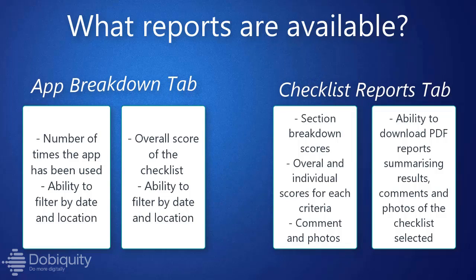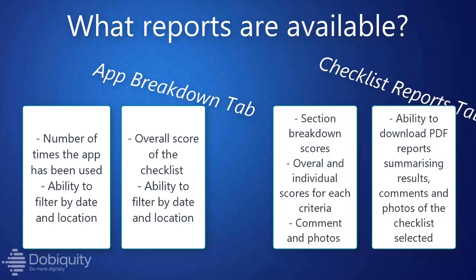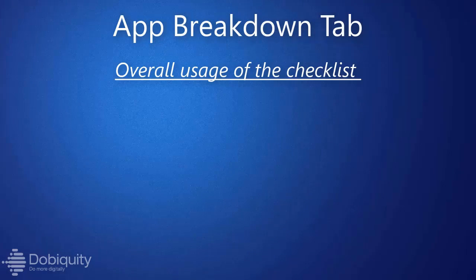The second tab is the Checklist Reports tab, which gives you access to section breakdown scores, an overall score, and displays individual smileys for each criteria, as well as comments and photos. From this tab, you can also generate a PDF file summarizing all of this information for that version of the checklist. Let's take a closer look at the App Breakdown tab.